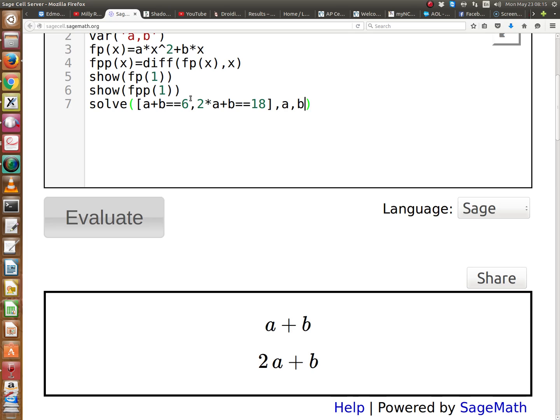All right, so this is a solve command. We haven't played with the solve command before, right? I thought you said we knew everything. Well, I lied.